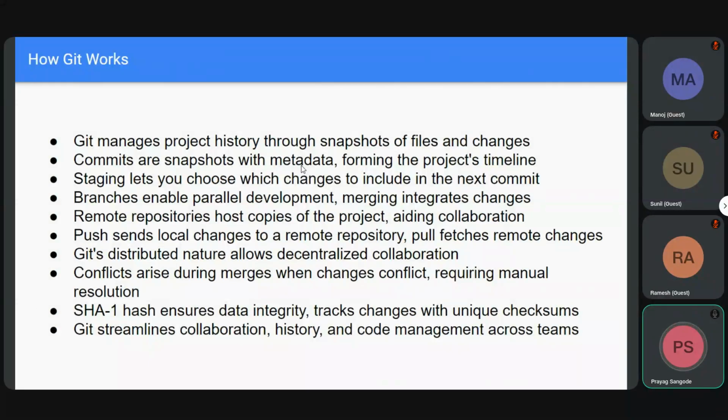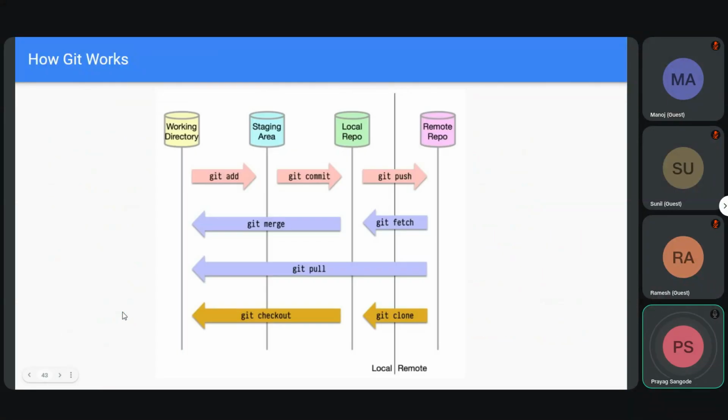Metadata is, I think you all know, data about the data, and the important thing is it ensures the data integrity using the SHA-1 algorithm. So this is important. When we create a Git repository, it will be remote. So in our example, it will be Git.